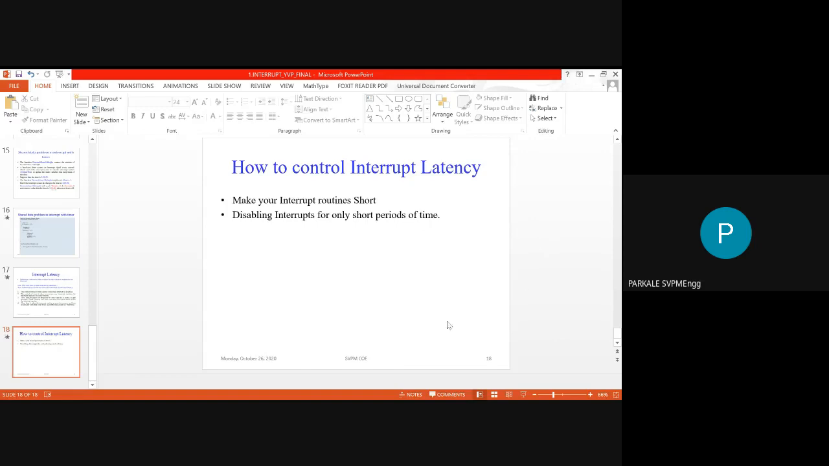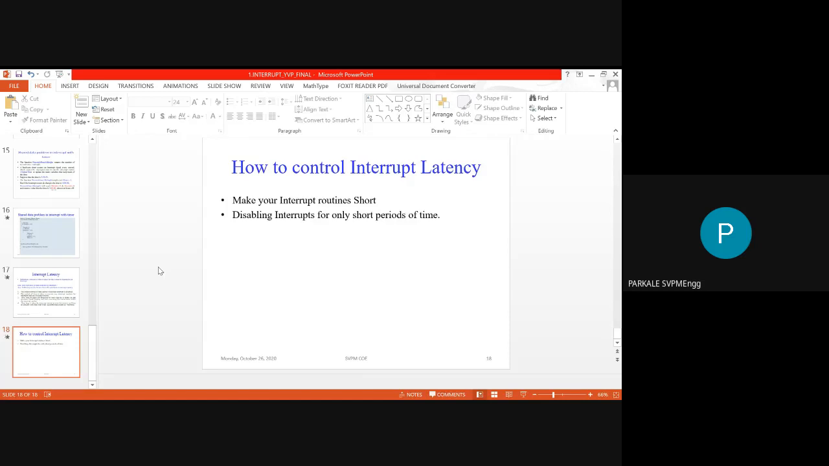For example, I gave an analogous example: if any person comes to me at 9:35, I will not give service to that person. They have to wait until 10:30, so that person or that interrupt has to wait for 1 hour, which is not a good thing. Why does an interrupt come? Because it has some very important work to execute, and if I make that interrupt wait for 1 hour, then there is no meaning of the interrupt itself.